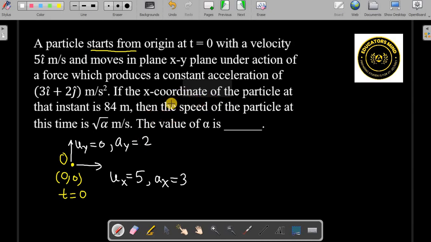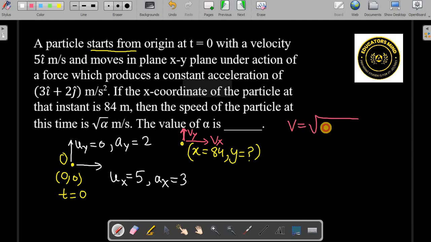If the x coordinate of the particle at some instant, let us say it is here, x coordinate is given as 84. Y coordinate we don't know, right? We don't know y coordinate. Y is something, we will leave it. Then the speed of the particle at this time is, here what is the speed they are asking. So here also you can calculate the x component of velocity and y component of velocity. Calculate both the components, then speed we can calculate as root under vx square plus vy square.